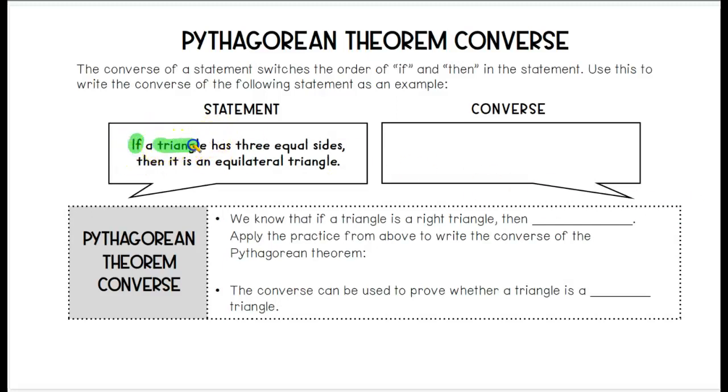If a triangle has 3 equal sides, that is our hypothesis. And then we have our conclusion that follows that. So if a triangle has 3 equal sides, then our conclusion is it is an equilateral triangle. The converse is when we take that and we swap it up. And so what we would do then is we would take this first part here and put that on the bottom.